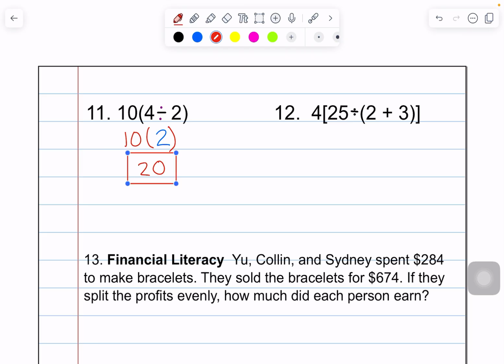Okay. Number 12, I bring down the 4, I bring down the 25 in the division. I'm going to solve what's inside the parentheses, which would be 5 when I add 2 and 3 together. Now I solve what's inside the bracket, and 25 divided by 5 is 5. And now I multiply 4 times 5, and 4 times 5 makes another 20.